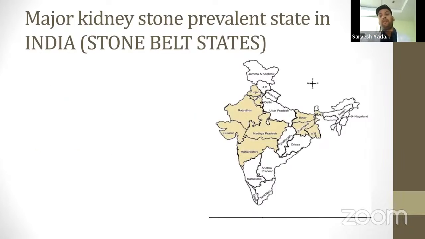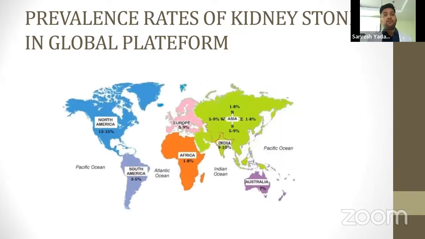Major kidney stone prevalence states in India. Stone belt states like Rajasthan, Punjab, Haryana, Gujarat, Madhya Pradesh, Maharashtra, Bihar, Jharkhand, and West Bengal. In comparison on the global platform, the prevalence of kidney stones in North America corresponds to 13 to 15%.